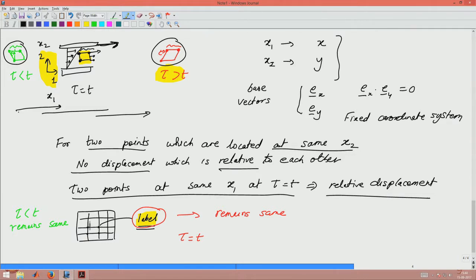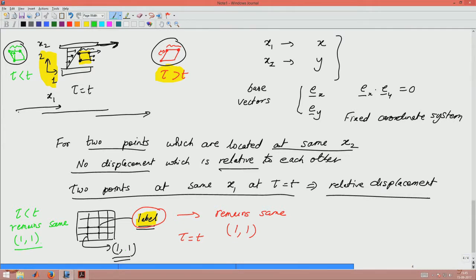So, for example, this point which is 1 1 in the current time, I will say that this point will remain 1 1 even in the future. So, its coordinate will again remain 1 1, and similarly at any time in the past also its coordinate will remain 1 1.